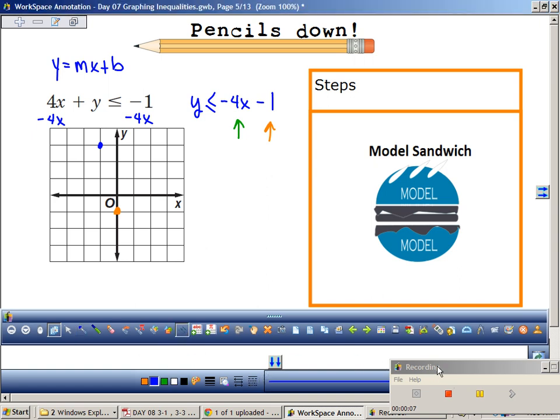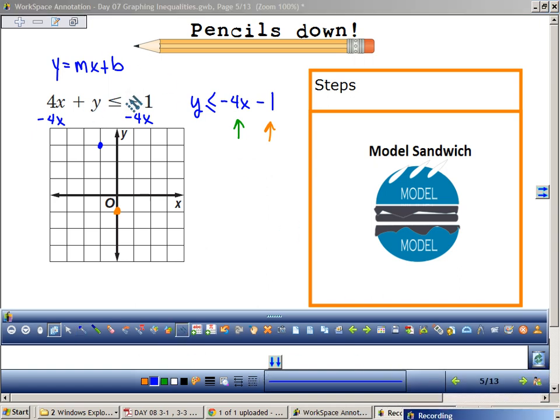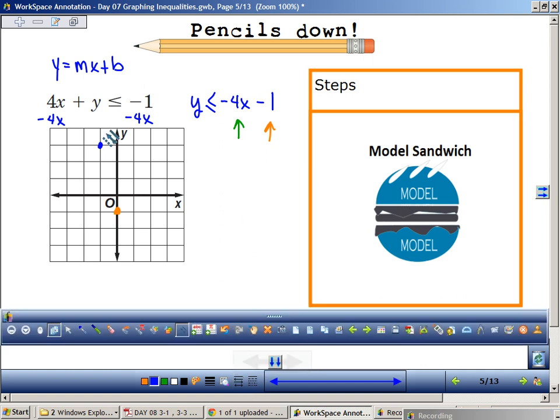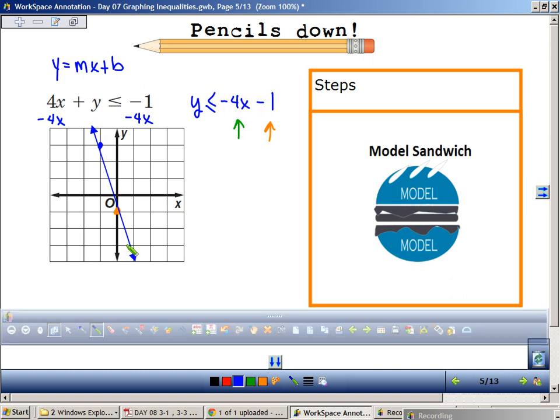So there's my line. Is it going to be a dashed line or a solid line, I ask myself. It has a line underneath it, so it's going to be solid. Make sure I have a solid line here. And then I need to consider my solution space. Y is less than that. So all of the values on the line and less than. So I'm going to stand on my line and I'm going to step down.